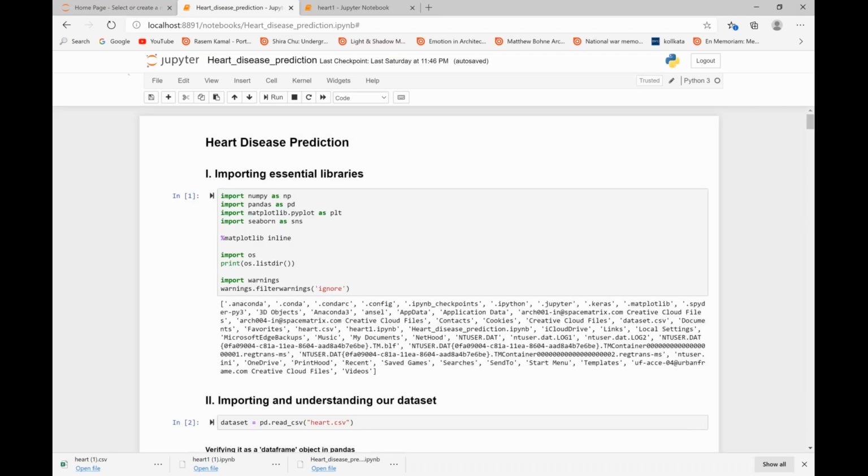We first start off by importing the essential libraries such as NumPy, Pandas, Matplotlib, and Seaborn. We also use scikit-learn and TensorFlow for the later models, which will be imported as and when the models arrive.